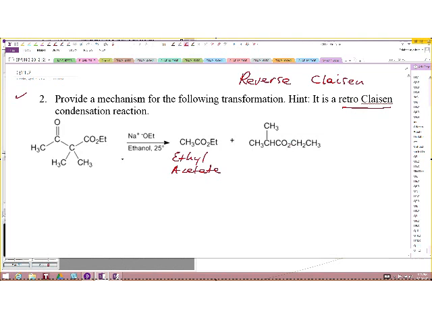Okay, so anybody wants to give this a try? What is the first thing that will happen here for the mechanism? What is the first thing that happens? The ethoxide attacks the carbonyl because this is going to be a reverse Claisen condensation. Very good. So you have the ethoxide come in here, I put all of these electrons here, attacking the carbonyl, and this pi electron comes to oxygen, and so we have this.